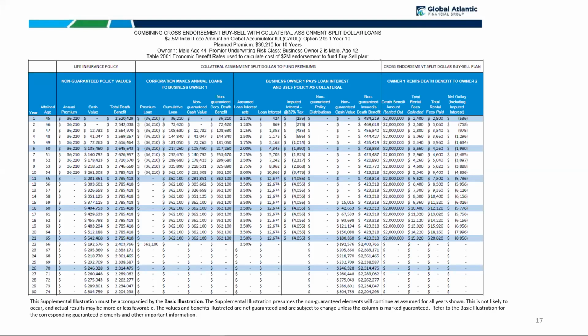This is just output from our Design Hub tool. We can, as I said, illustrate the cross endorsement buy sell arrangement. Here's what that looks like. In the interest of time and the fact that these numbers are so small, we'll skip this slide and move on.